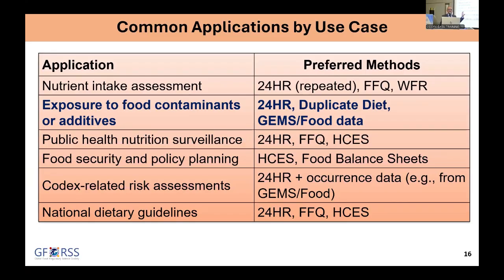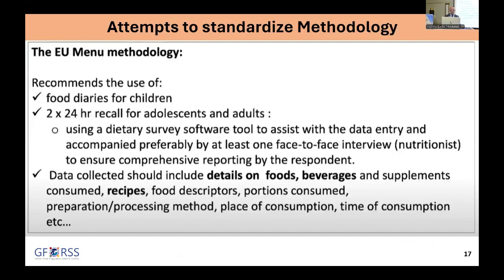If we want to recap the common application by use case, as you can see, for the exposure assessment to food contaminants, the preferred methods are mainly 24-hour recall, duplicate diets, and the GEMS/Food data that we are going to tackle more during the breakout sessions. For other purposes, as you can see, nutrition intake is more for public health nutrition. We have other methods that are preferred, or even for the occurrence data, we can rely on sources that are more or less different from the others.